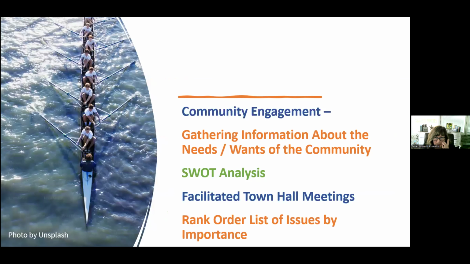Now, community engagement can take a variety of forms. What you're basically trying to do is gather information from community members on the needs and wants. As I mentioned, it may include a SWOT analysis, so looking at your strengths, weaknesses, opportunities, and threats. There could be some other type of facilitated process. Many times there's a list of issues that are identified by the community, and then community members are asked to rank order those on importance to decide what they want to focus on first.